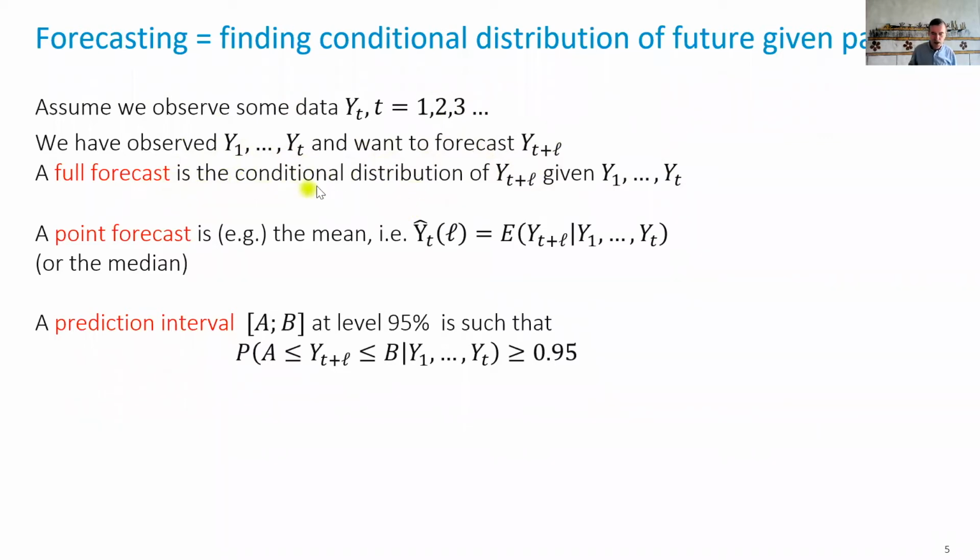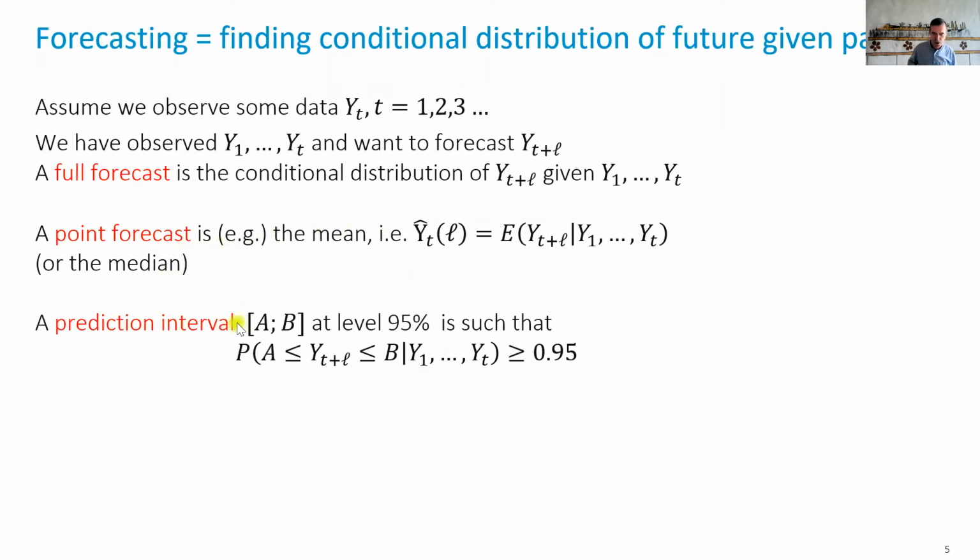A point forecast is one value, it's our best guess, and very often it is the expectation of this distribution, which is written expectation of YT plus L given all the past Y1 to YT. It can be the mean, it can be the median, depending on whatever computational means you use.